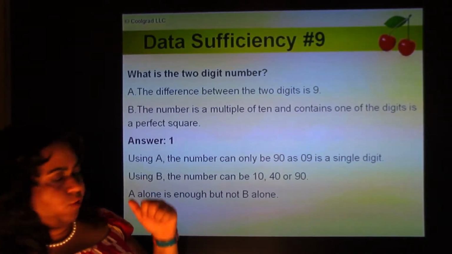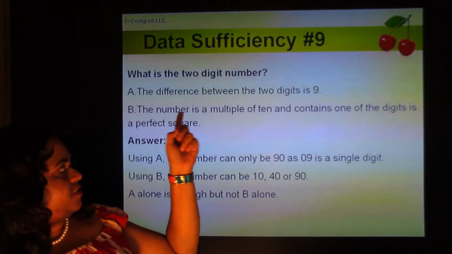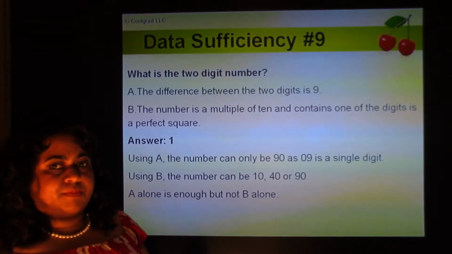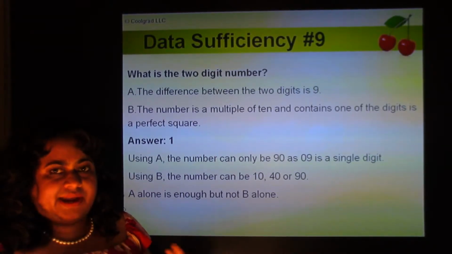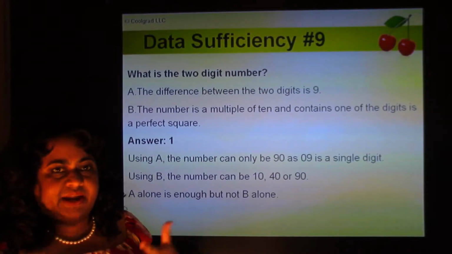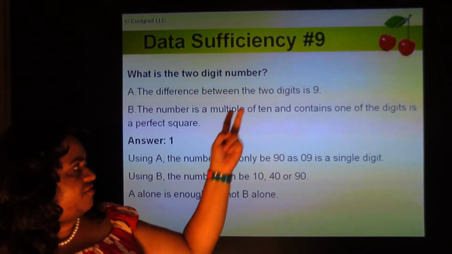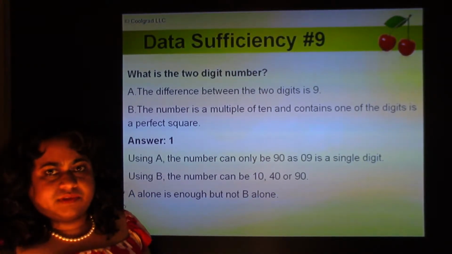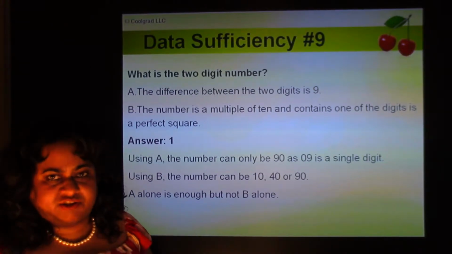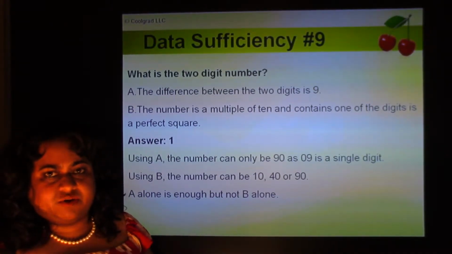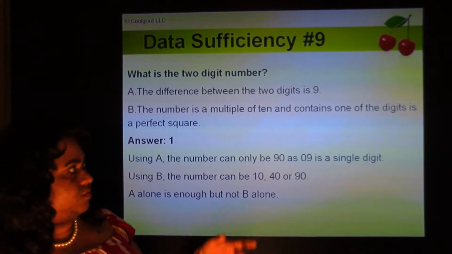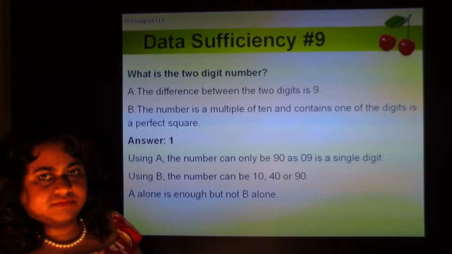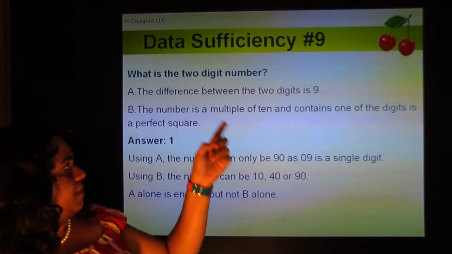So using statement A alone, let's try and solve this. The difference between the 2 digits is 9. So it's a 2-digit number. So suppose you have 81. 8 minus 1 is 7. If 80, 8 minus 0 is 8. The only way you have the difference between the 2 digits as 9 is when you have 9 and 0, right? You cannot have 0, 9 as a number because it's a single digit number. So you must have 90. 9 minus 0 is 9. So the number can only be 90. So using A alone, we can solve the problem.